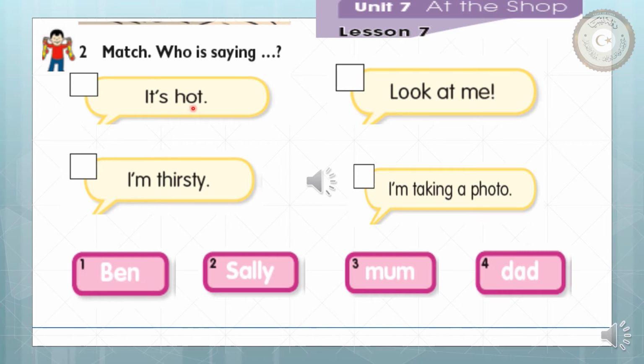Who's saying it's hot? What do you think? Sally is saying it's hot and thirsty. And she is sitting down and resting. Ben, very good. Ben is saying it's hot and thirsty too. Sally and Mom too.